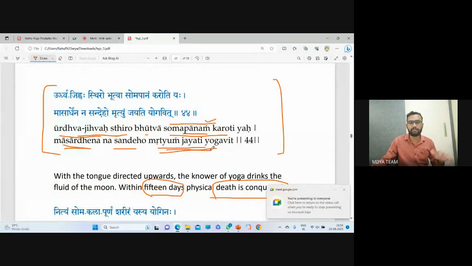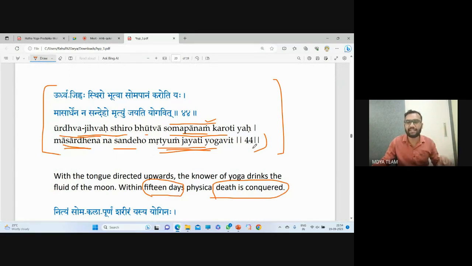So Mrityunjaya does not mean that he will never die. No, it's not that meaning. Its meaning is that death will be under control. They will be able to know when they are going to die. That is its meaning.